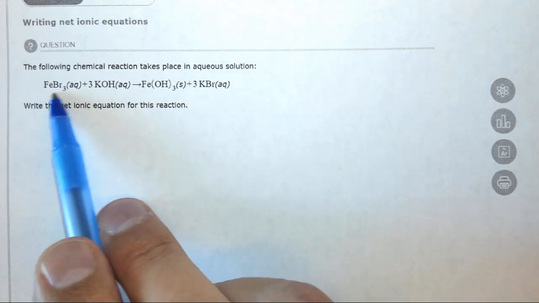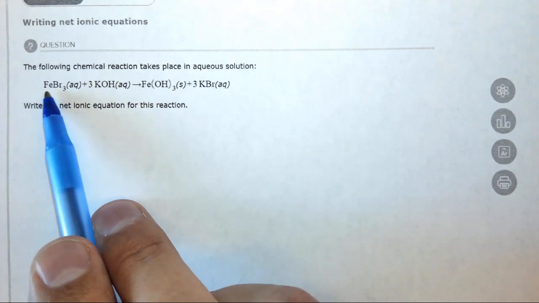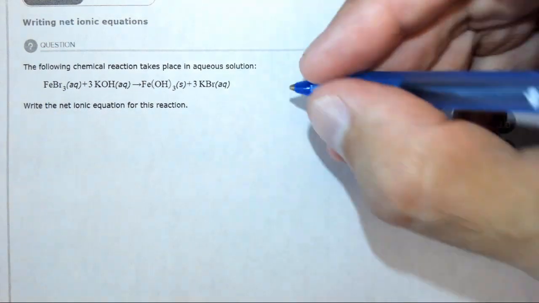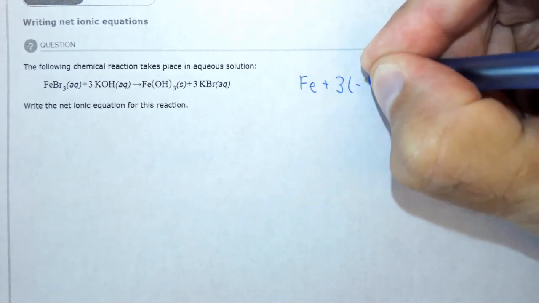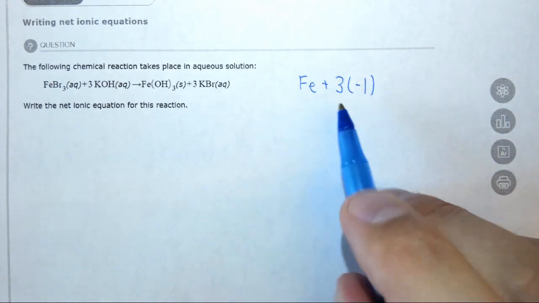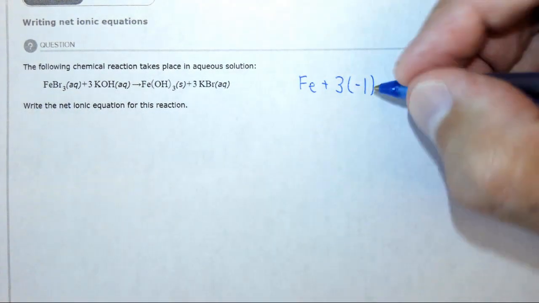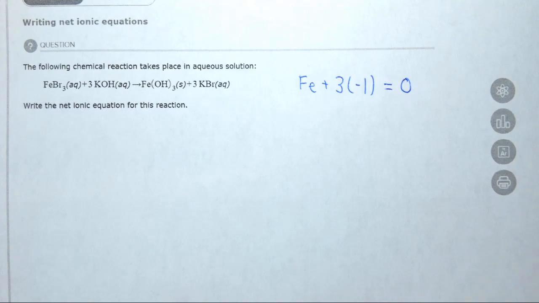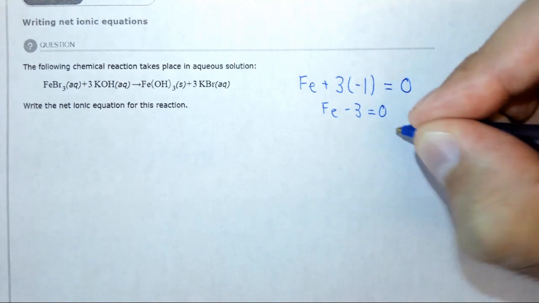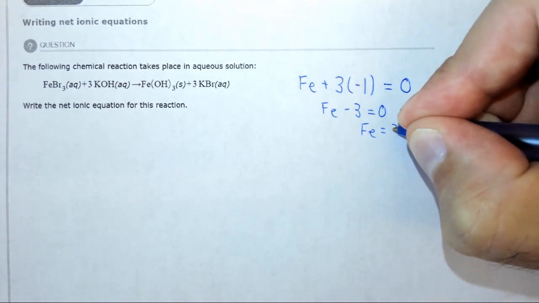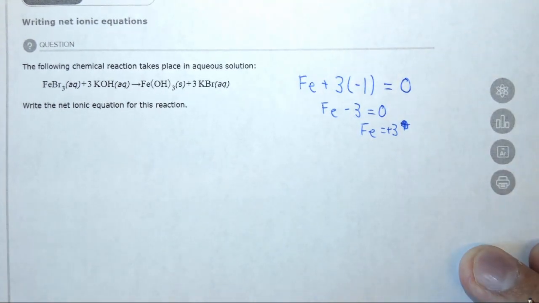I'll do this one example to remind you how to calculate the charge on iron if you may have forgotten how to do that. So here we have Fe plus 3 times minus 1, so the charge on iron, plus 3, because there's 3 bromines, times the charge on bromide, which is negative 1, equals 0, because all ionic compounds have an overall 0 charge. Fe minus 3 equals 0. Fe equals 3 plus, or mathematically plus 3, but the charge is 3 plus.